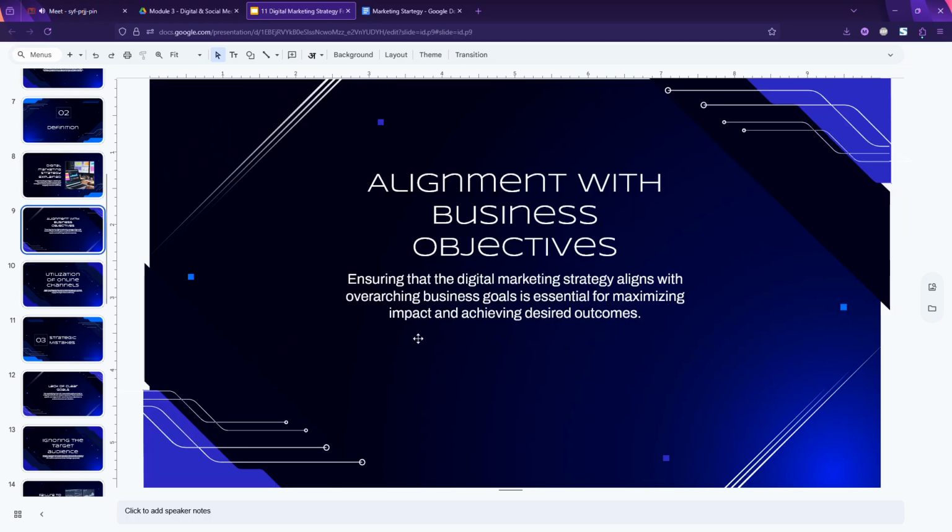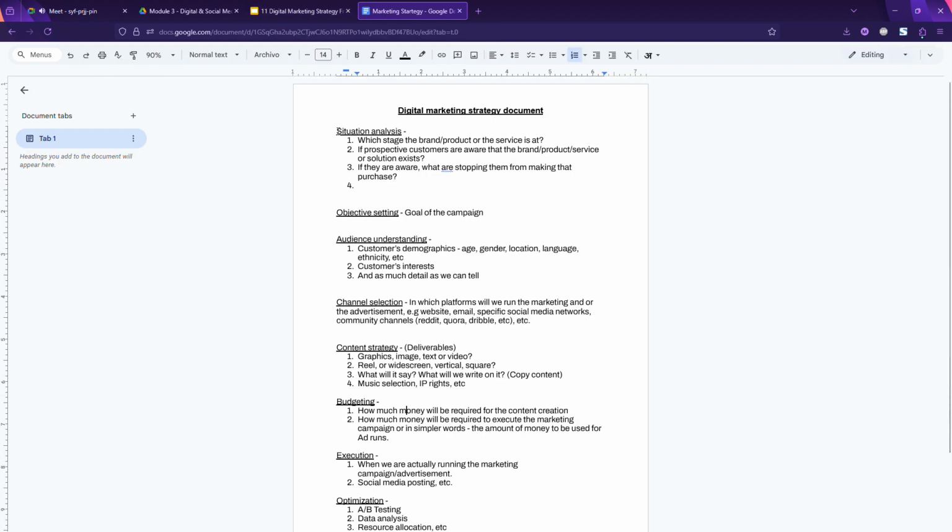Ensuring that the digital marketing strategy aligns with overarching business goals is essential, because at the starting itself we are doing situation analysis, looking at where we are at. Depending on that, we are doing the objective setting, so the goal is aligned with the brand and the company. And with that, we look at the prospective customers who are the audience, and where the audience is available.